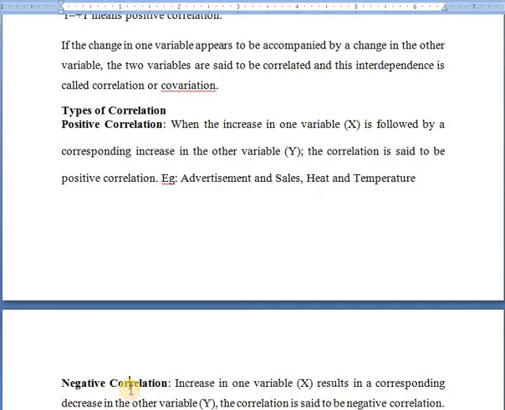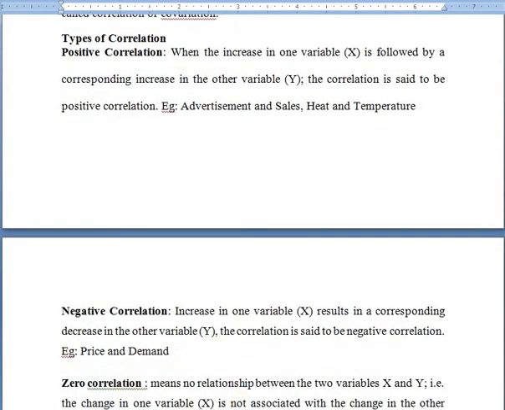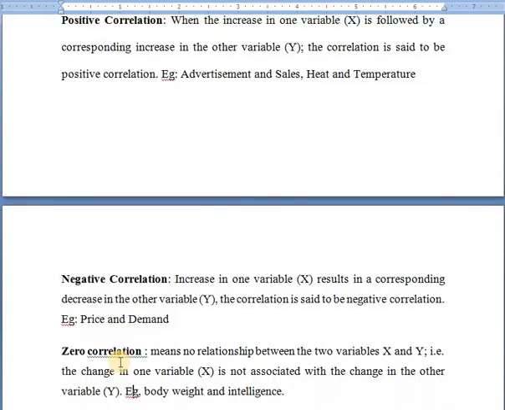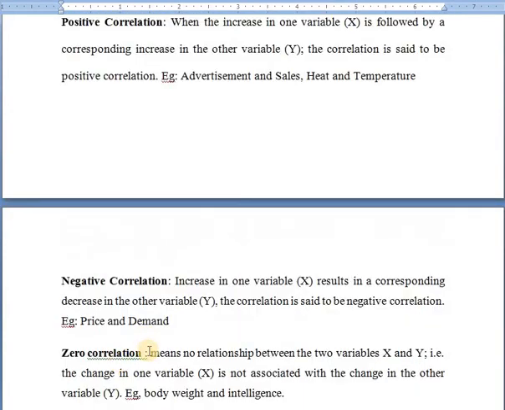Next, negative correlation. If an increase in one variable results in a corresponding decrease in another variable, meaning there is an opposite relationship between two variables, it is said to be negatively correlated. Example, price and demand. When there is an increase in price, the demand for the product falls. It is negative. Next is zero correlation, meaning no relationship between the two variables, that is x and y.